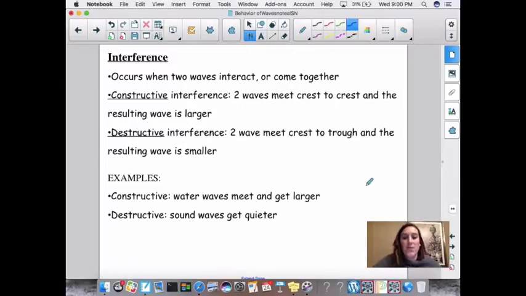Constructive interference, we have two waves meet crest to crest, resulting in a larger wave. Destructive interference, two waves meet crest to trough, and the resulting wave is smaller. Some examples of constructive interference. When you have water waves that meet, they end up getting larger. Destructive is when sound waves meet, they get quieter.